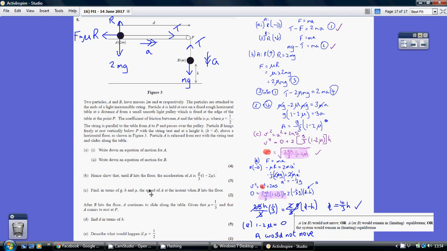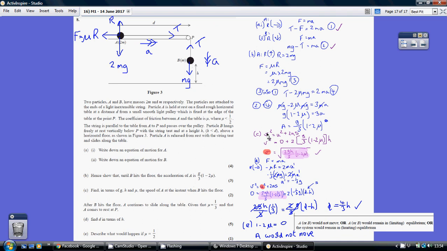Now for part C, I'm being asked to find, in terms of g, h and mu, the speed of A at the instant when B hits the floor. So what speed is A going at as B hits the floor? Or in other words, what speed does B hit the floor at? So I'm going to just concentrate on B really, because the speed it hits the floor at is the same speed as A is travelling, as it's an inextensible string, it's not stretchy, so they've got to be travelling at the same speed.